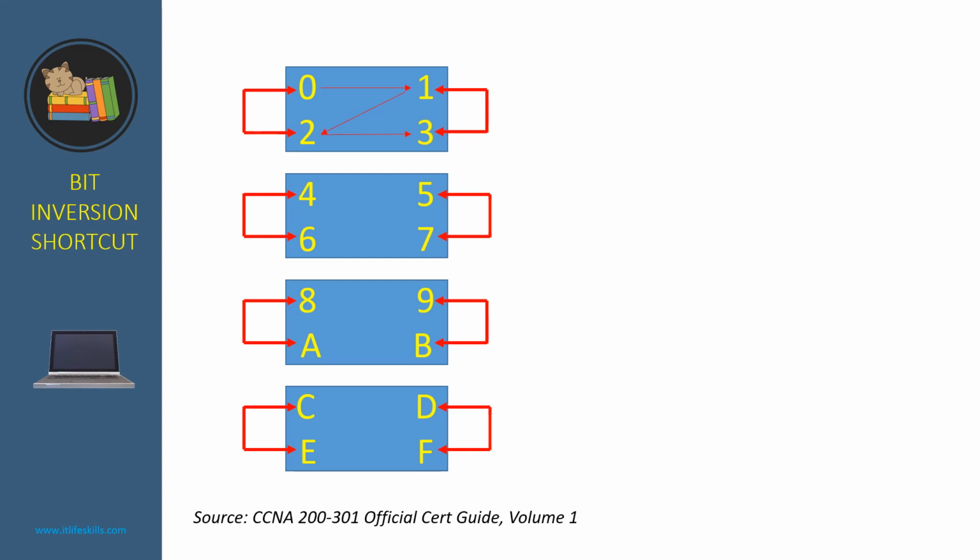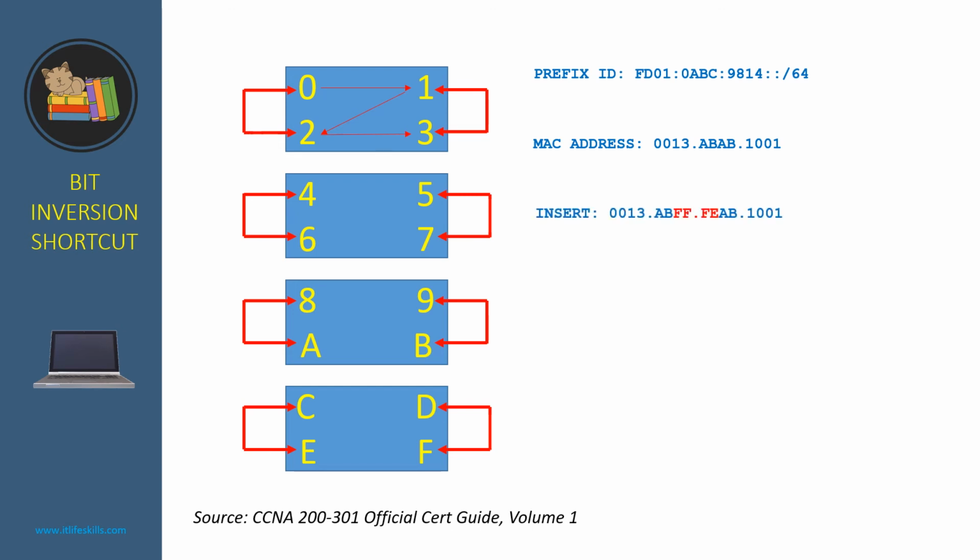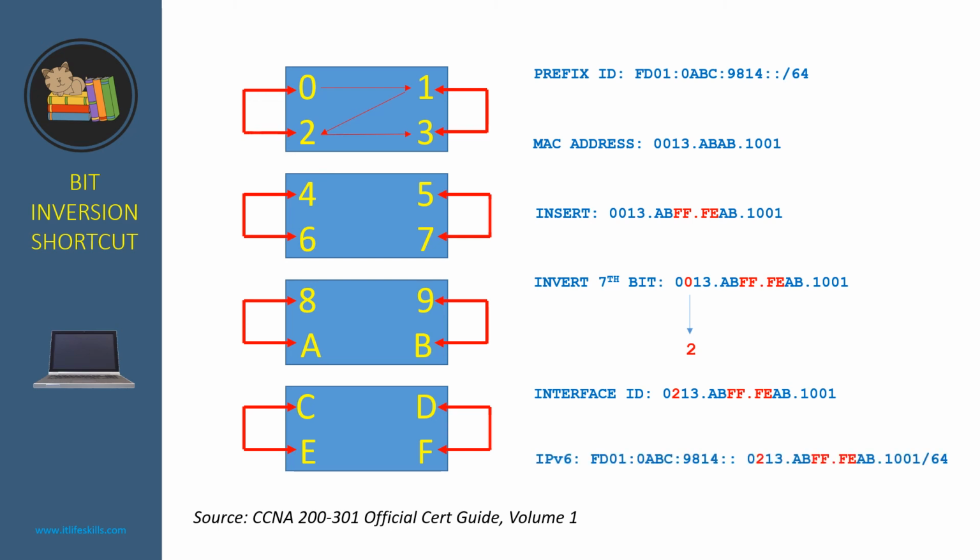Now let's work on another example. Here is the prefix ID and here is the MAC address. Now we need to insert FFFE into the middle of the MAC address. Then we need to invert the 7th bit. In this case, it is 0. From the first box, we can easily invert 0 to 2, and we have the interface ID like this. The interface ID together with the prefix ID gives us the IPv6.